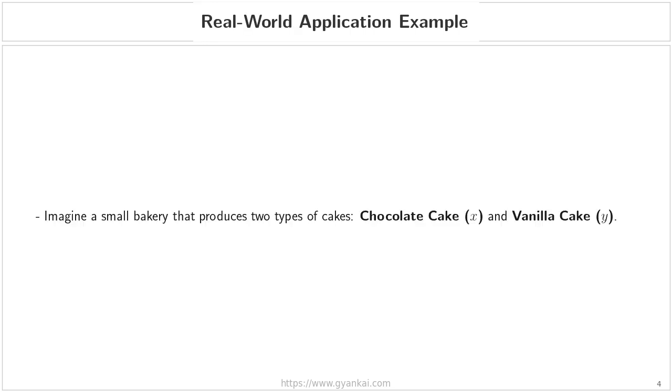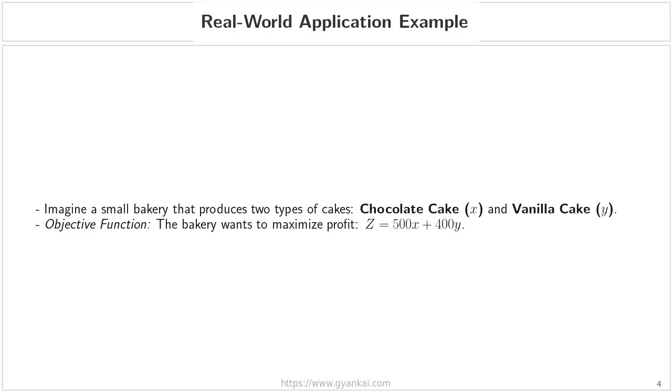Real-world application example. Now that we have understood the theory behind the corner point theorem, let's put it into practice with a real-world scenario. Imagine you are running a small bakery. You produce two types of cakes, chocolate cake, which we will represent by the variable x, and vanilla cake, represented by the variable y. Your main goal, or your objective function, is to maximize your total profit.